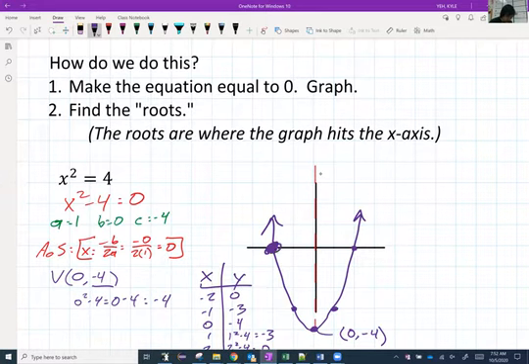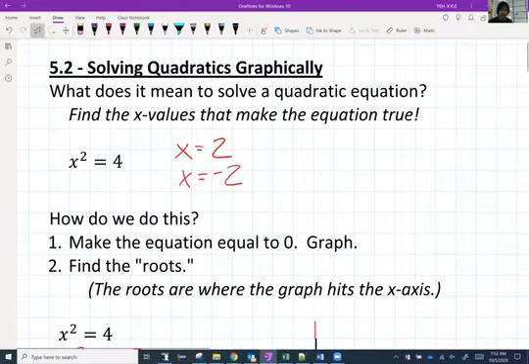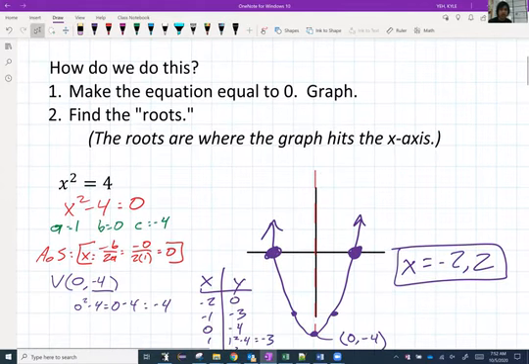And lo and behold, as I'm blowing these points up, those roots where we hit the x-axis are negative 2 and positive 2. Just like we figured out because it was a really simple quadratic equation. So 2 and negative 2 are the roots. They're where we hit the x-axis. If we can graph, we can find the roots.